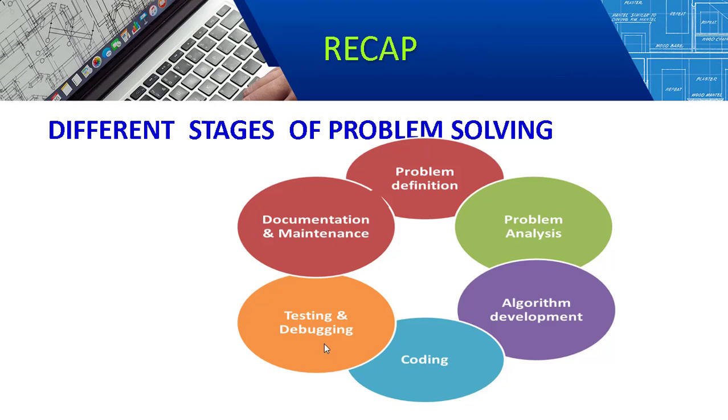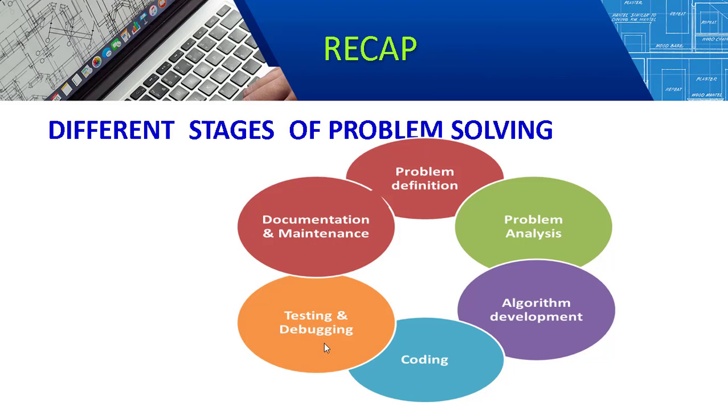Testing and debugging. Testing means running the program and executing all its instructions or functions and checking the logic of the program, and we are entering some sample data to check whether the output we get is correct. All this happens at this stage. That stage is known as testing.